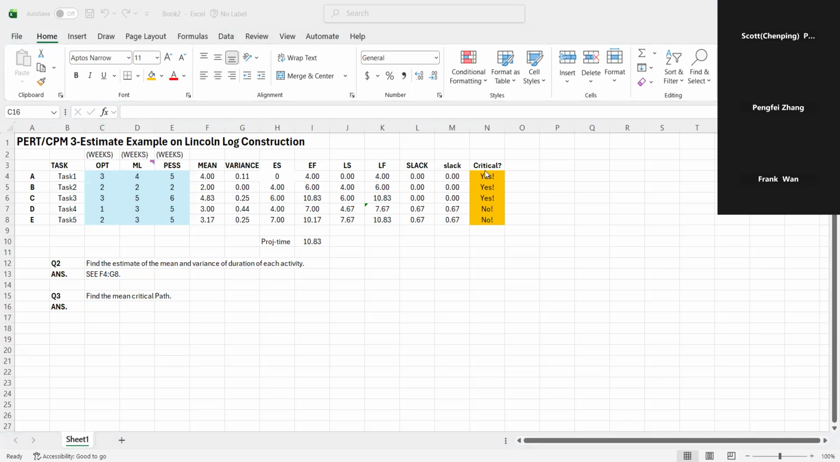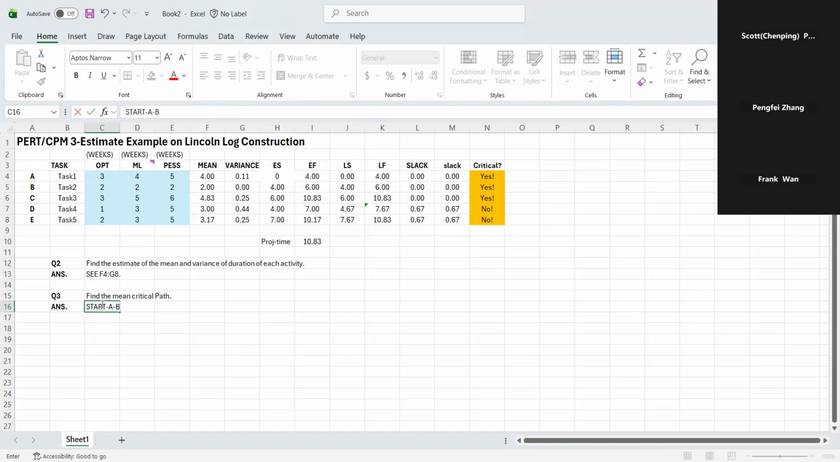Look at the last column. Critical or not? Yes, yes, yes. No, no. So the critical path is activity A, B, and C. It's from start, goes to A, goes to B, goes to C, and then goes to finish.